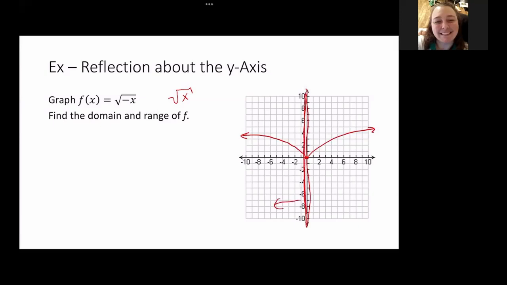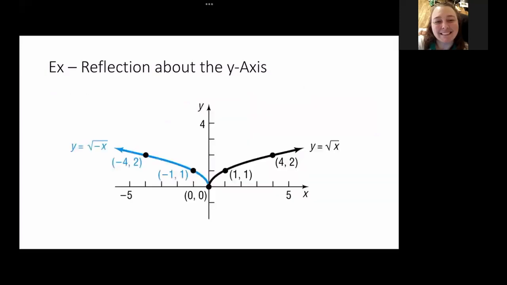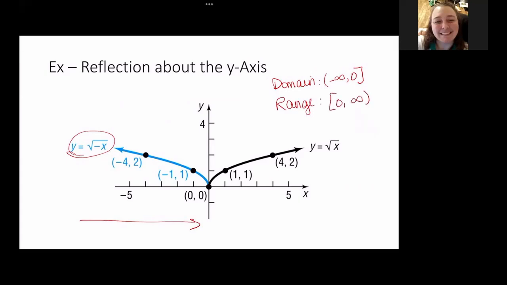Okay, so that's reflecting it about the y. Let's get you a better picture. Now for this, remember we're looking at the blue here. So the domain is going to be from minus infinity to 0, right? From minus infinity to 0. And the range is going to be from 0 to infinity. To reflect about the x, you do the negative. To reflect about the y, you do the negative x.